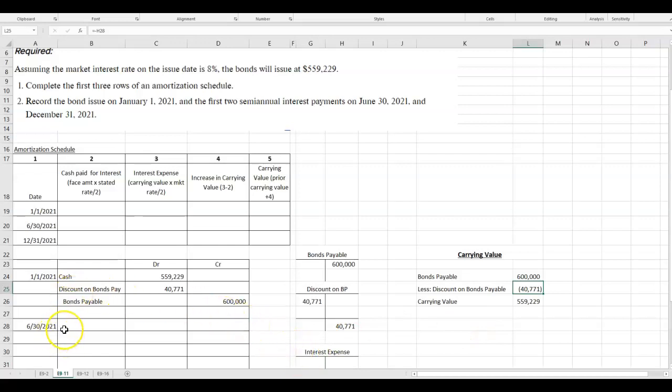Now, in order to do the semi-annual interest payments, we first have to run an amortization schedule. This helps a lot. If you can do the amortization schedule, you can do all the journal entries. So on 1/1/2021, the carrying value of this bond is $559,229.